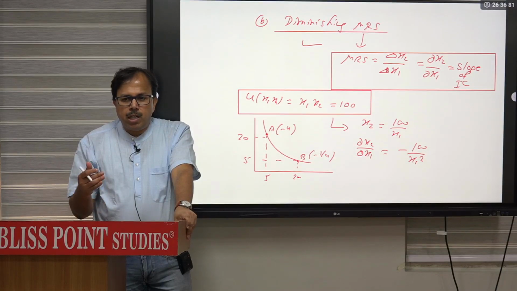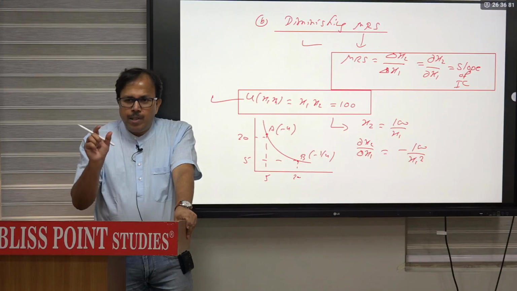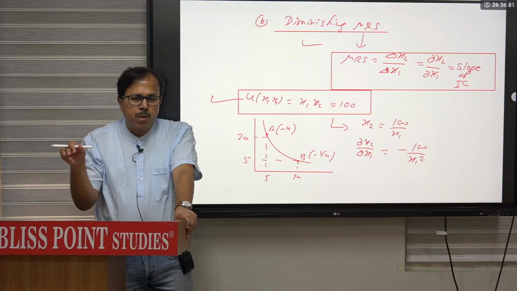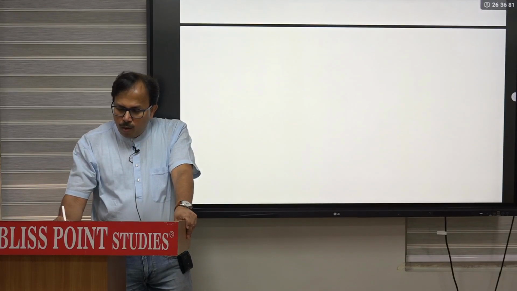There are actually two ways to calculate MRS. One, if the equation of the indifference curve is given, then just write that equation in terms of x2 equal to something and differentiate it with respect to x1. The second way is you can calculate MRS by taking the ratio of marginal utility of good 1 and marginal utility of good 2.